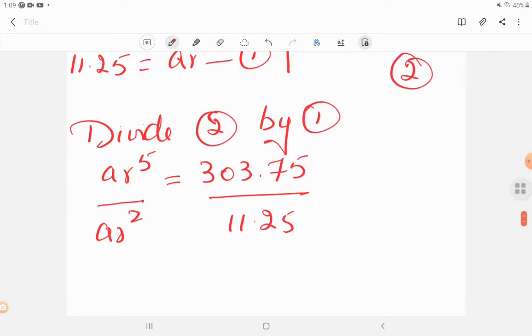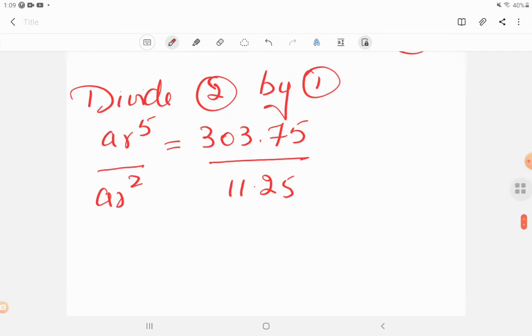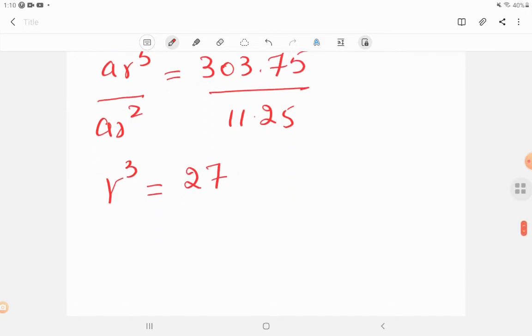Dividing the second equation by the first, AR to the power of 5 divided by AR squared is equal to 303.75 divided by 11.25. A divided by A is 1. Now we apply the index laws. R to the power of 5 divided by R squared is just R cubed. R to the power of 5 minus 2 gives you R cubed is equal to, just use a calculator, 303.75 divided by 11.25 gives you 27. So we have R cubed is equal to 27.